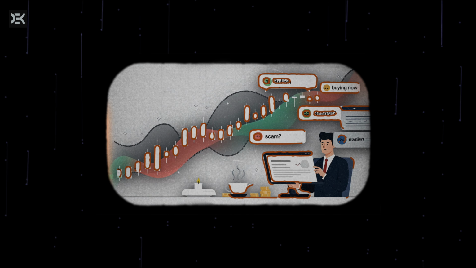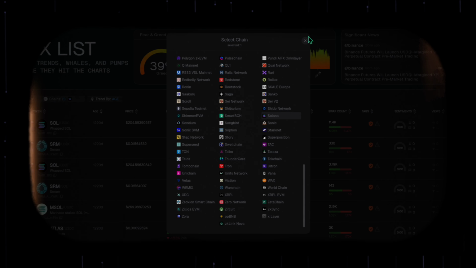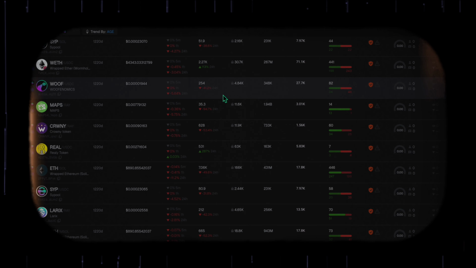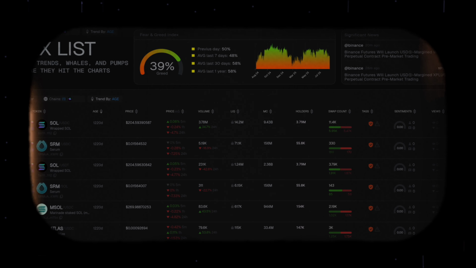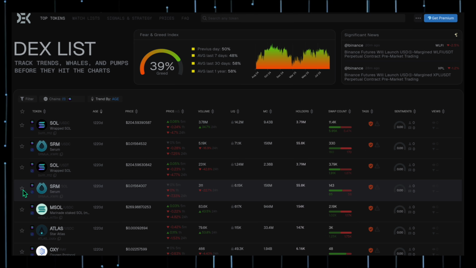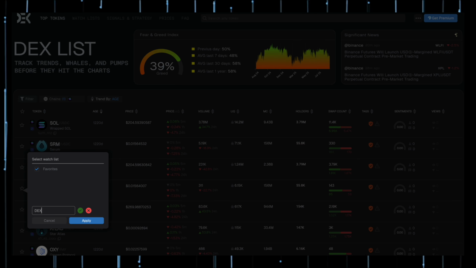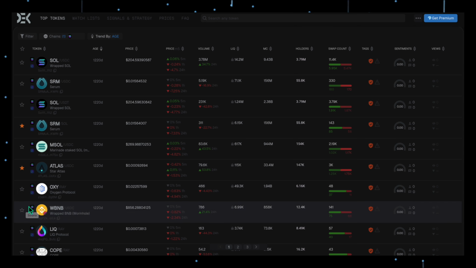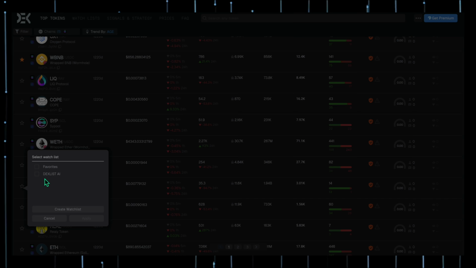This overlap gives early signals before they're visible on standard charts. If the community starts pushing a token and technicals confirm the move, your chances of catching the trend from the very start go way up. And the best part? You can throw any token into your watch list and build a strategy directly on top of this data. Now let's dive into a specific token.